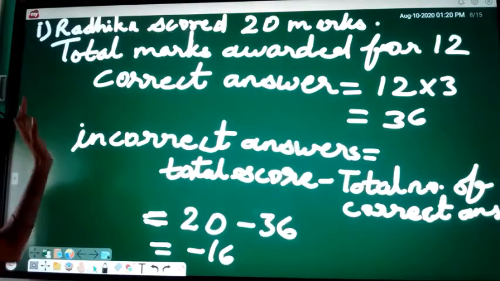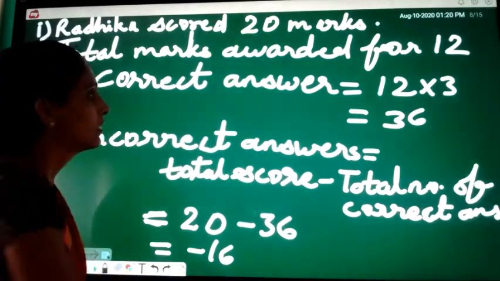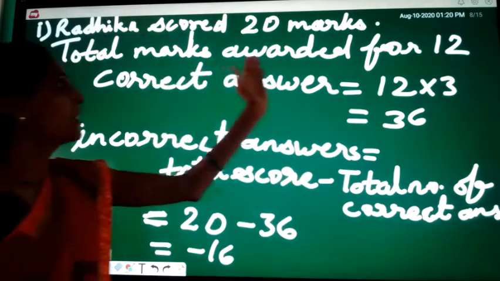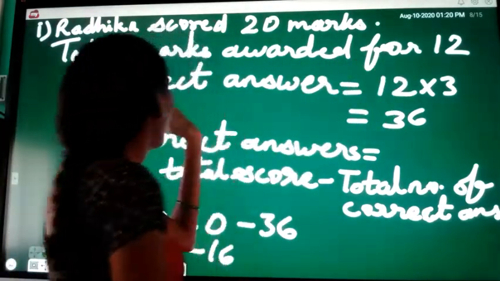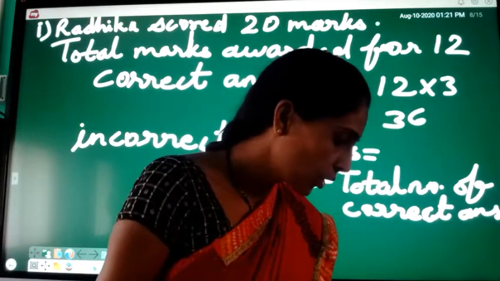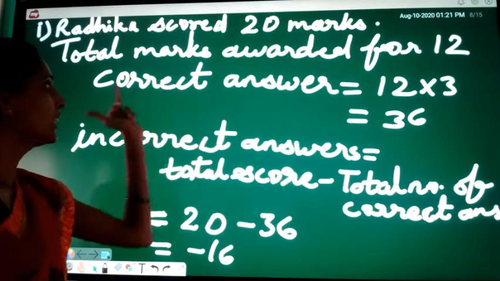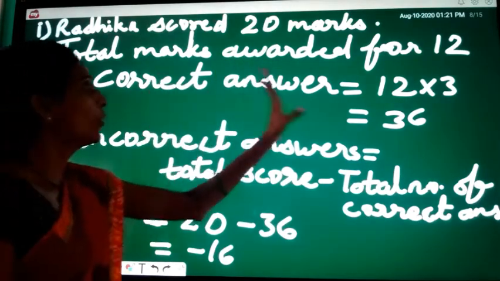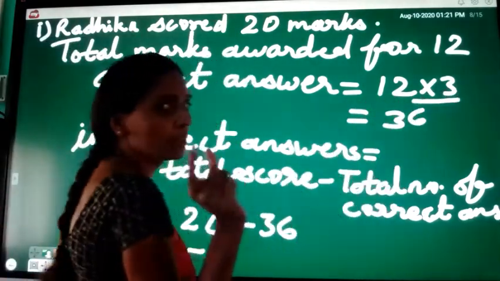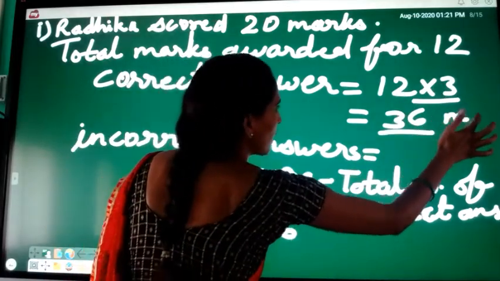Okay, so the first question is given here about Radhika. Radhika scored 20 marks. The total marks awarded for 12 correct answers, because in the question it is given that she has got 12 correct answers. So what will be the marks? For a correct answer there are 3 marks per question, so we multiply 3 into 12, so 36 marks.